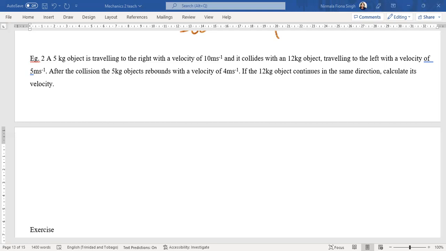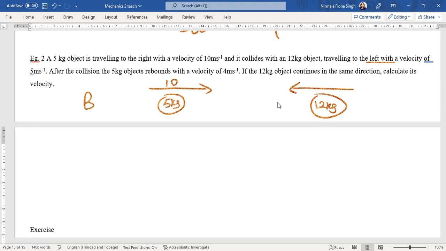So my tip to you folks, draw a really simple diagram of our before and after. Like before, we have a 5 kilogram object traveling to the right. So that means it's moving towards the right with 10 meters per second. And it collides with a 12 kilogram object traveling to the left. So it's now going this direction with a velocity of 5 meters per second. Look how simple that was. The English is usually the hardest thing, as always.